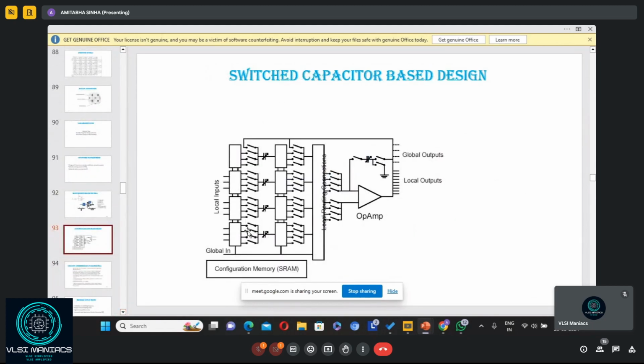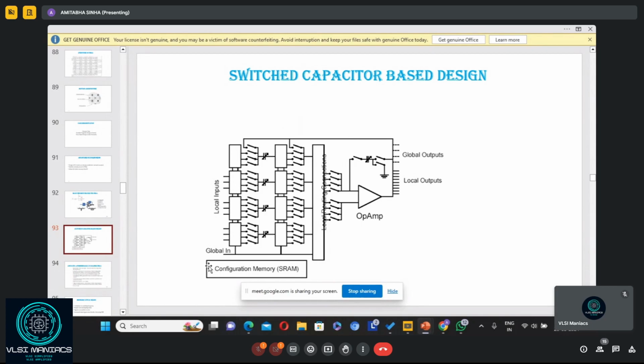So these are again the switches. You can view them like that, local inputs. And these are the switches. Using the switches and by controlling the switches, you can make different kinds of connectivity. And controlling the switch means controlling the gate signal. Okay, by giving 1 or 0, you can activate the transistor.